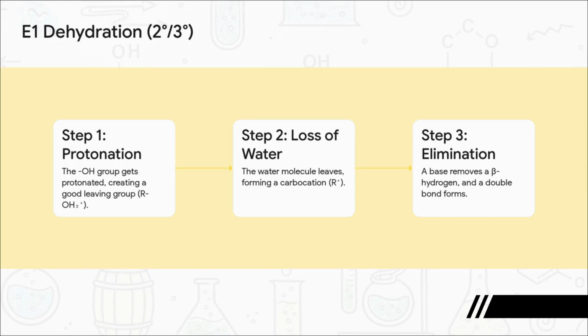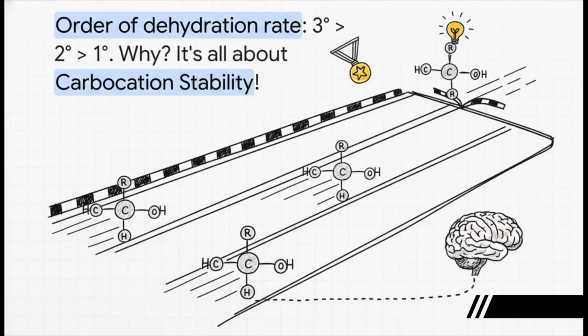And finally, step 3. A base swoops in like a little thief and snatches a hydrogen from the carbon next door. The electrons left behind snap into place, forming a double bond, and boom, you've kicked out water and made an alkene. So, quick question for you. Which alcohol do you think dehydrates the fastest? Think about it for a second.